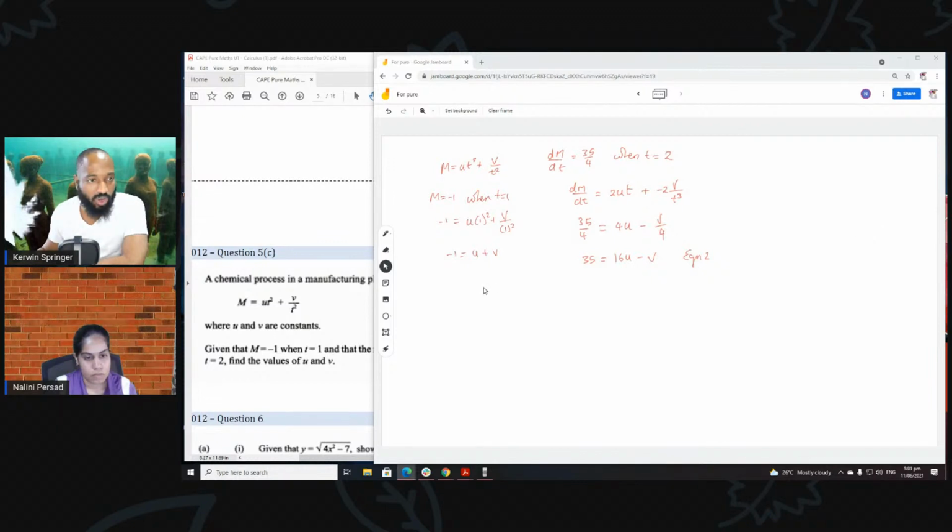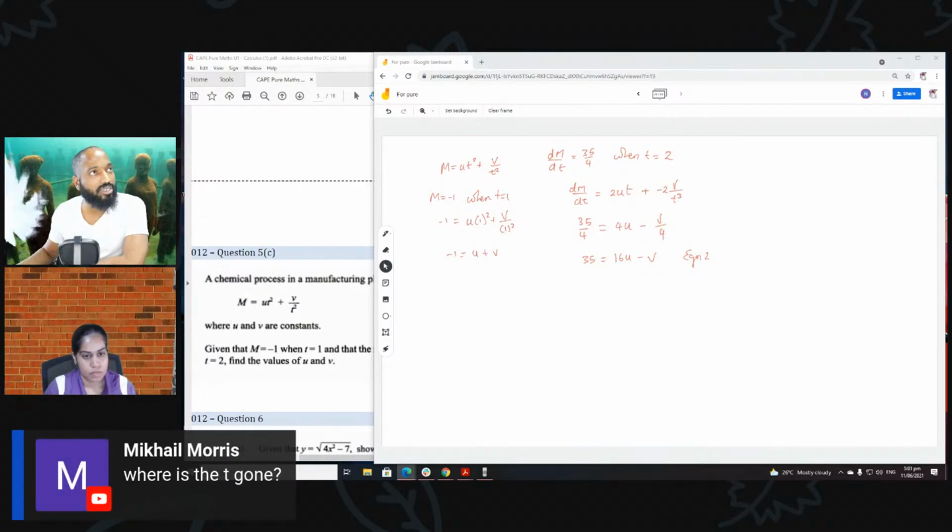Where did t go, says Mikhail. Anybody could ask questions. So the t disappeared. I think I made it a little too small there. I get a little too happy. The t, when we substituted now, eh?